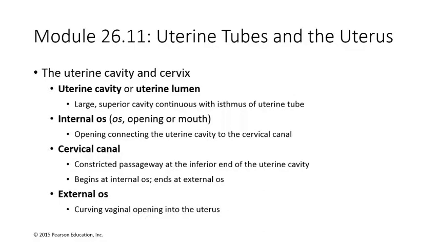The uterine cavity, or the lumen, the open space within the uterus, is quite large and is continuous with the isthmus. There is an internal os. This means an opening or a mouth-like structure. This is where the uterine cavity will connect to the cervical canal. The cervical canal is going to be that constricted neck-like region at the inferior end of the uterus, and then the external os will then curve into the vaginal opening.